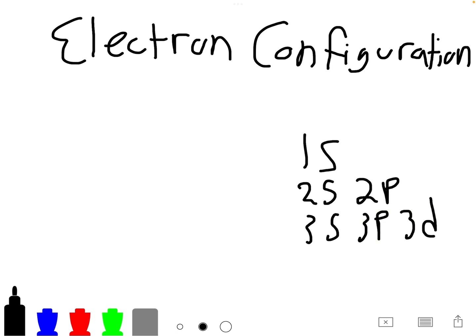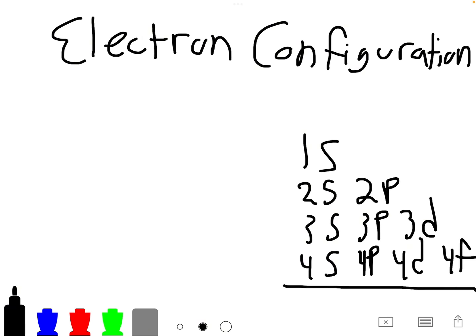Don't know how much further we'll be able to go. We shouldn't have to go any further than that. So, these are your energy, like your orbital shells. So, this is how many each of them can hold. The S block can hold 2. The P block can hold 6. The D block can hold 10. And the F block can hold 14.